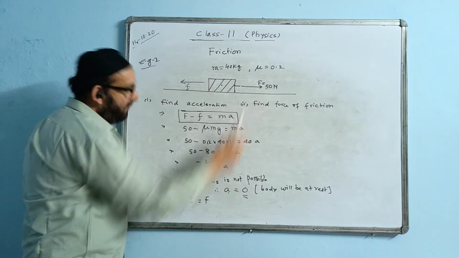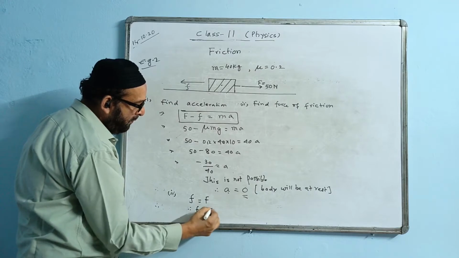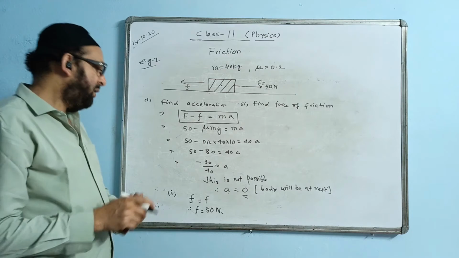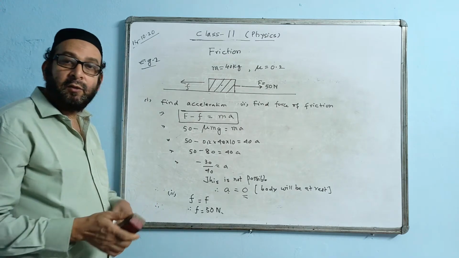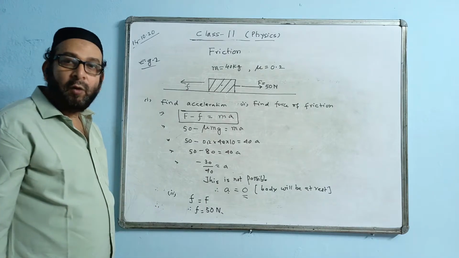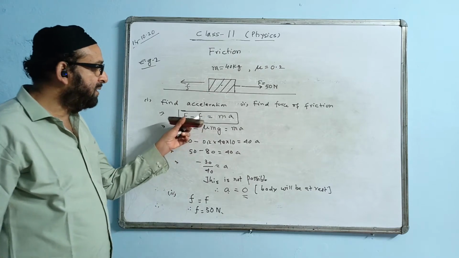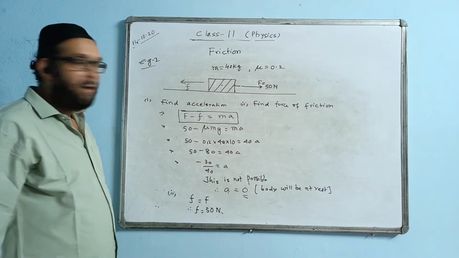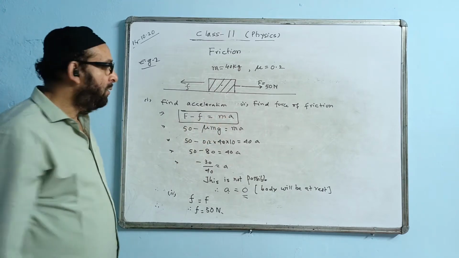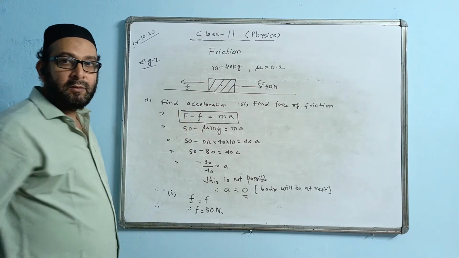And what is the value of F? 50. Therefore, we will be writing, F is equal to 50 Newton. That is the answer. So in whichever case the value of A comes 0, the body will not move, and we immediately come to the first equation which you have written here. You have to make these two quantities equal, then only the value of A will come 0. So the value of friction will be equal to whatever is coming here. So that is the answer.